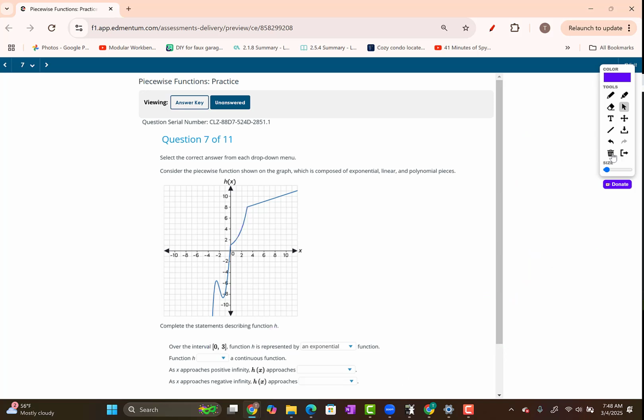Second part, let me erase everything. It wants to know if function h is or is not a continuous function. Remember, a continuous function is just a function with no breaks, and it continues infinitely in both directions. And we can see, although they don't have an arrow, we can assume this graph is going to keep going down and to the left forever. And if we go from left to right, there are no holes in the graph, there are no breaks in the graph, and this graph is going to continue to go up and to the right forever. So this graph is indeed a continuous function.